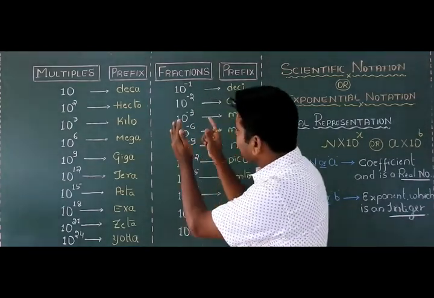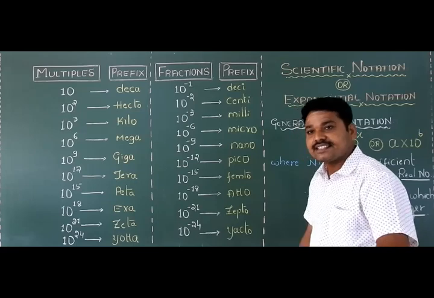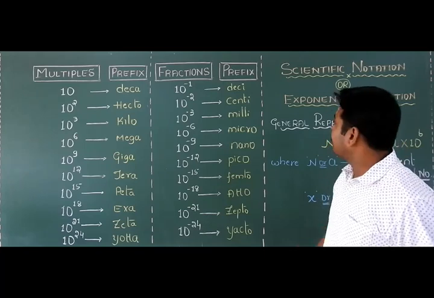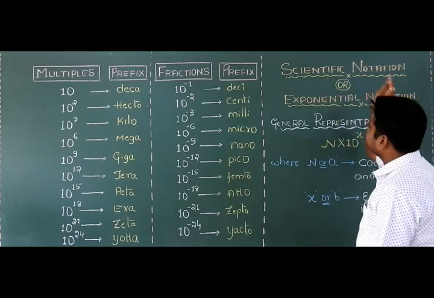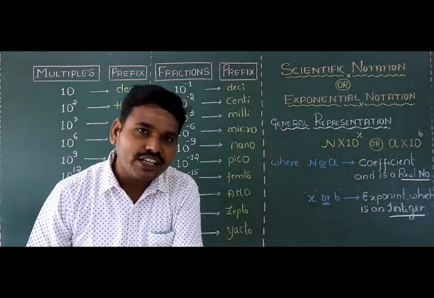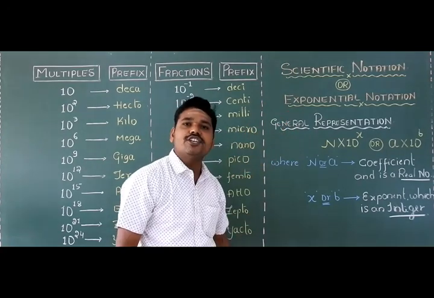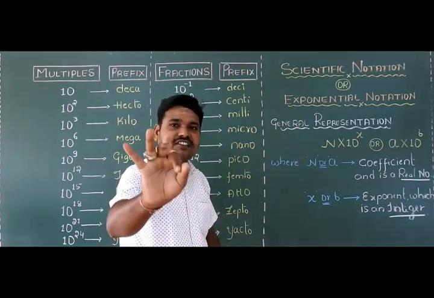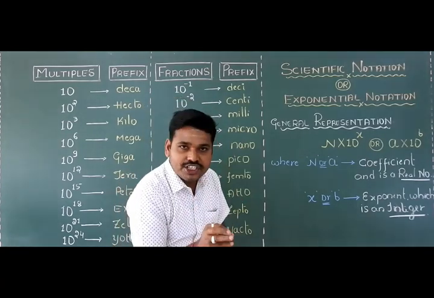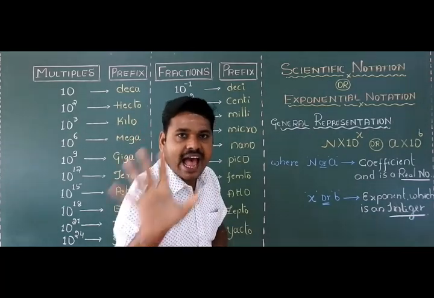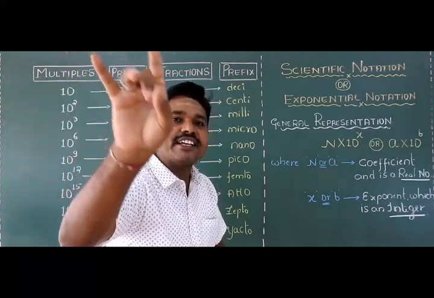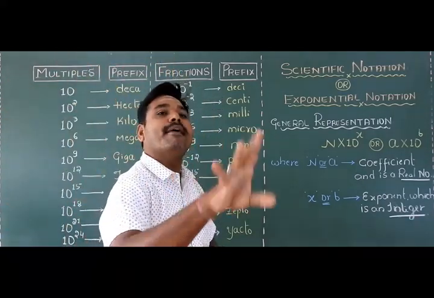And now with the help of these multiples and fractions used in the SI system, let us switch to one more important concept. The one more important concept is nothing but the scientific notation, also called exponential notation. See, this scientific notation or exponential notation is defined as the convenient way of expressing extreme numbers.